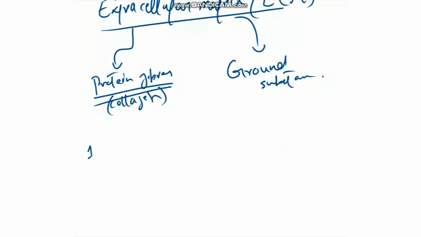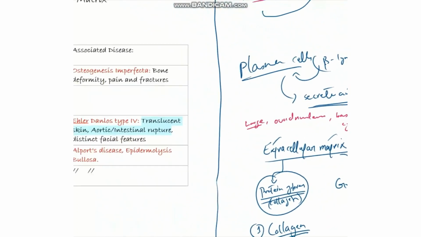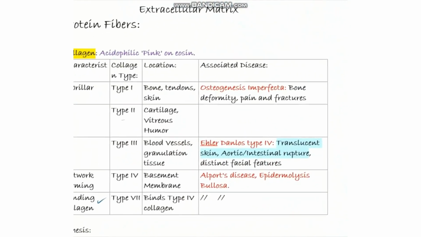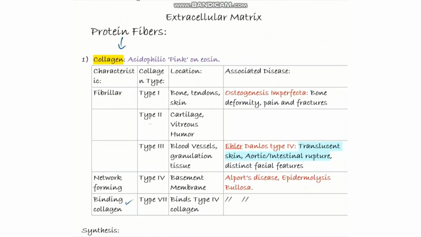So number one would obviously be the most abundant, which is the collagen, which is the primary protein of the connective tissue. All right, so collagen is the first fibrous protein that we're going to study that is present in the ECM. Let me just go over here into this neat note table. So collagen is a fibrous protein, and it is acidophilic, so it would bind with the eosin dye and appear pink on a microscopic slide.